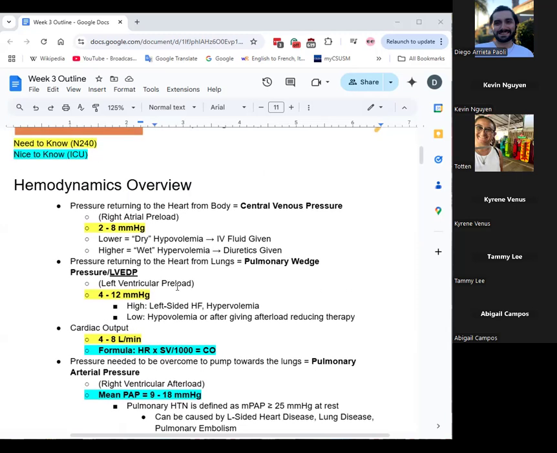The other number that they want you to know is your pulmonary wedge pressure, also known as the left ventricular end diastolic pressure or the pulmonary arterial occlusive pressure, PAOP. This is the pressure returning to the heart from the lungs. Once the heart pumps the blood to the lungs, there's oxygen exchange, and then that blood comes back from the lungs to the heart and creates a pressure in the left ventricle. So essentially, it is your left ventricular preload.